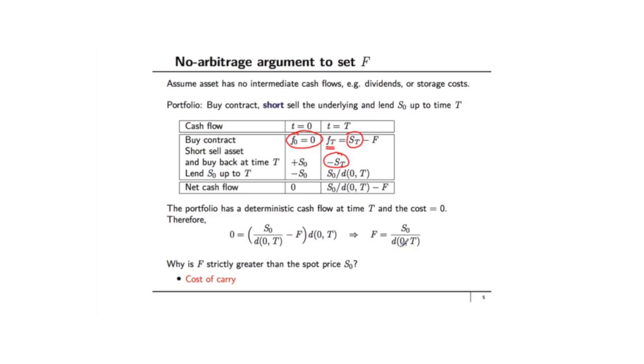Now, why is F strictly greater than the stock price? It's because of cost of carry. You are not committing your cash up to time capital T. The opportunity cost associated with that cash is essentially 1 over D(0,T). And that's why F, the forward price, which is the price at which you can purchase an asset sometime in the future, is greater than the spot price.